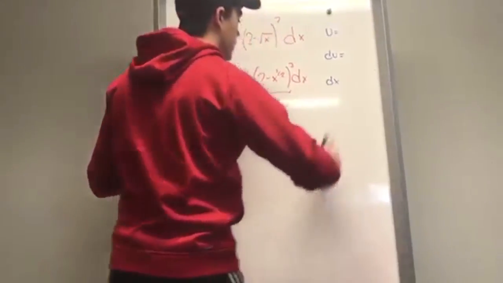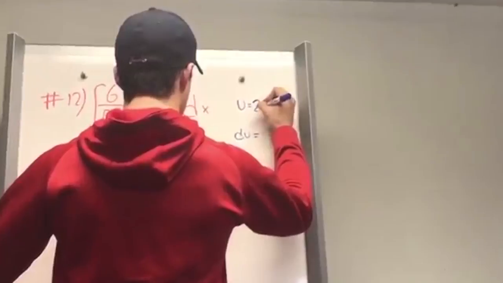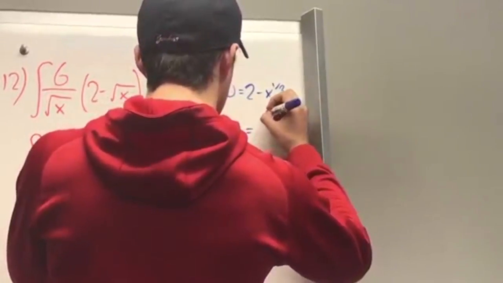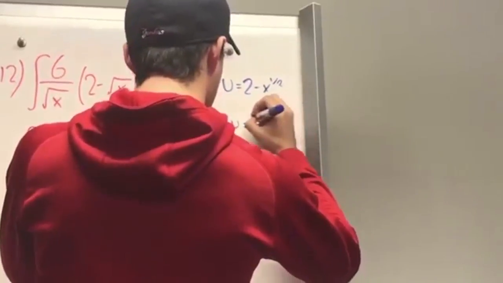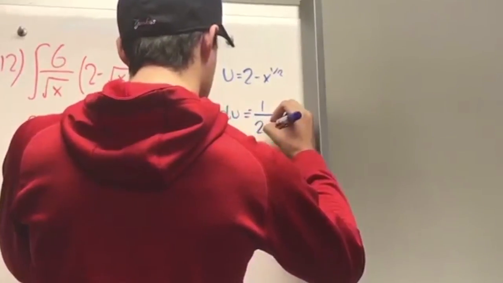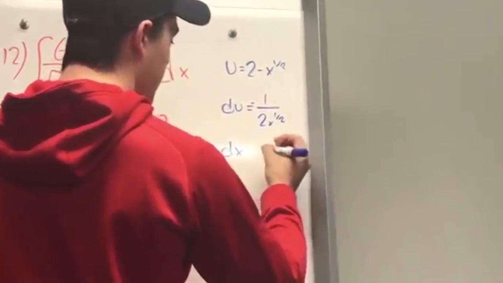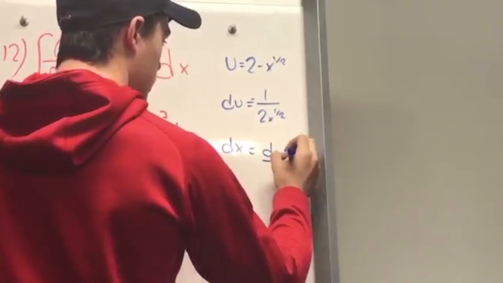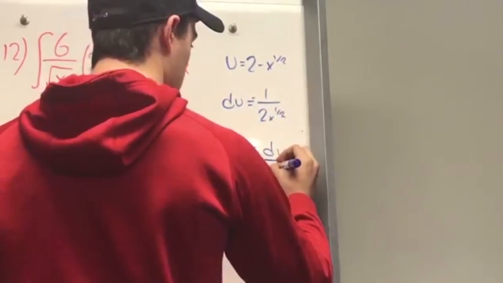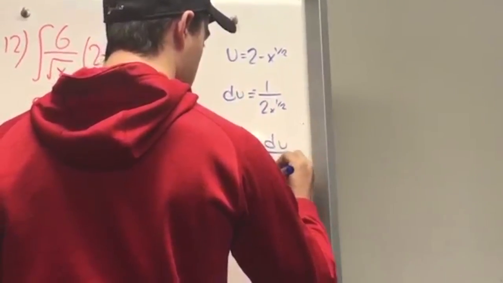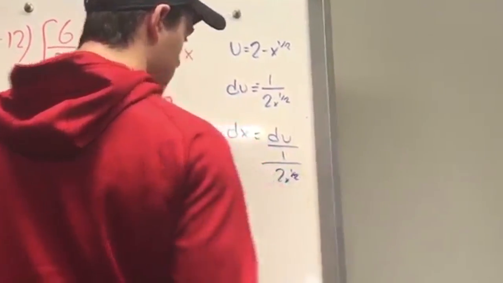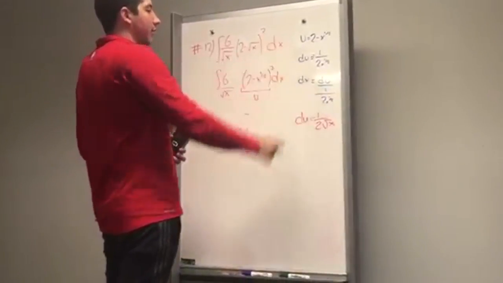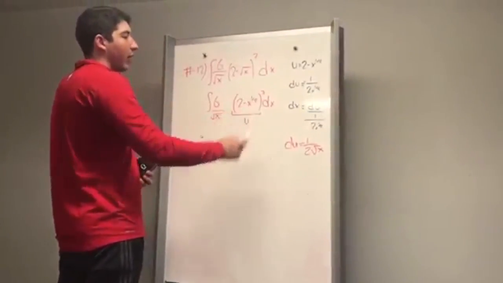So now that we have u, we pick du is gonna be negative 1 over 2x to the 1/2, and our dx is going to be du over 1 over 2x to the 1/2. Now that we have these components, we now have to substitute.